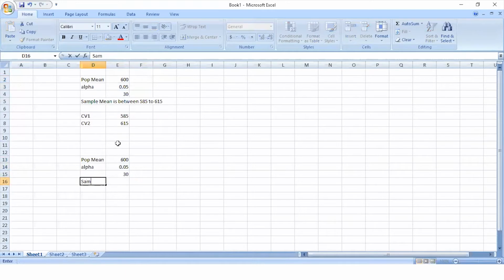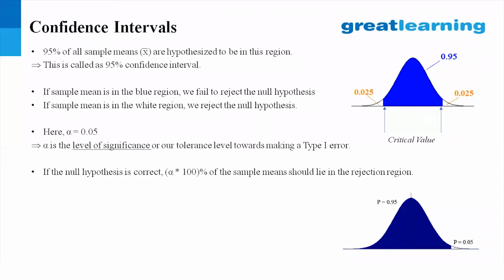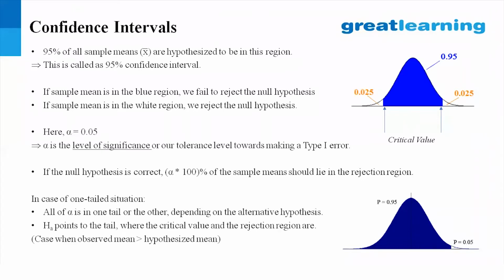In that case, your sample mean should be between 600 and 630. Then it will be called a one-tail test. You'll have just one critical value here, which will be 630. As long as the means that you get are up to 630, you fail to reject the null hypothesis. In case it is more than 630, which is the white region on the very right end, that will be when you reject the null hypothesis.